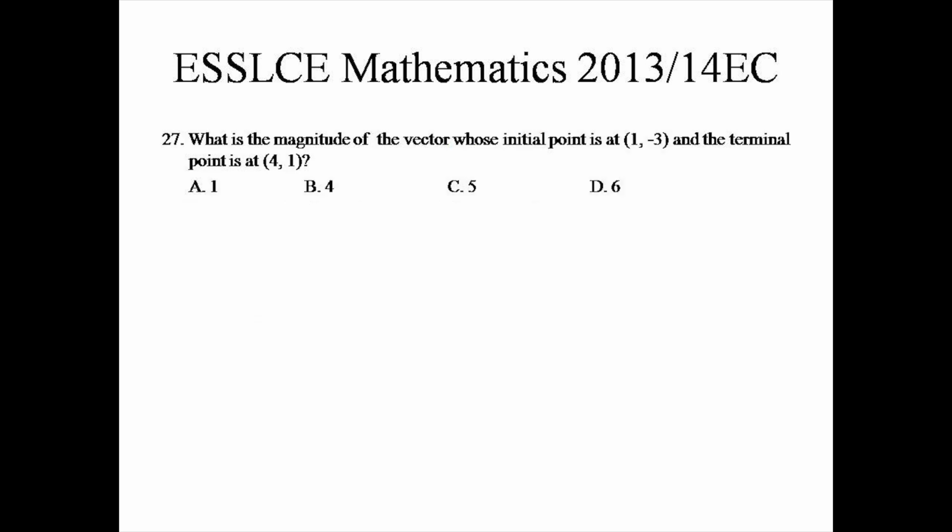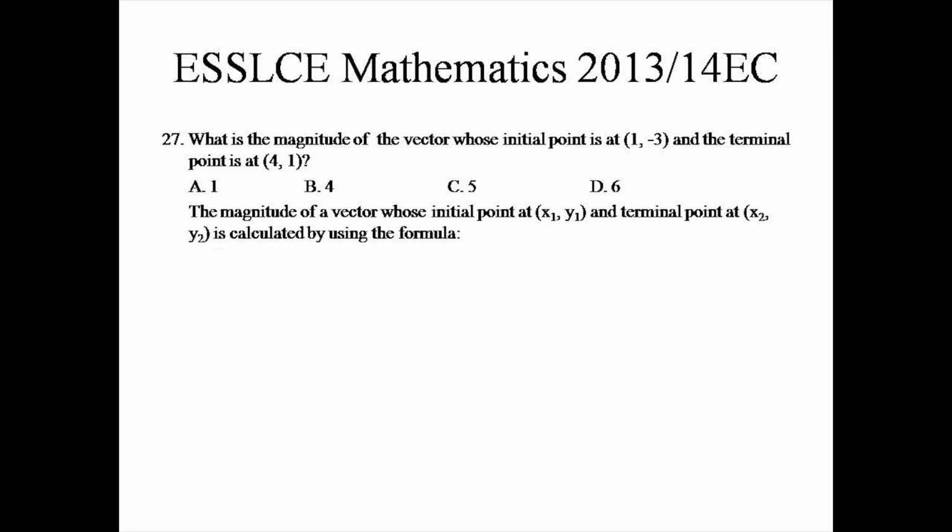Question number 27. What is the magnitude of a vector whose initial point is at 1, negative 3 and its terminal point is at 4, 1? The magnitude of a vector whose initial point is at x sub 1, y sub 1 and the terminal point is at x sub 2, y sub 2 is calculated by using the formula: the magnitude of vector v is equal to the square root of x sub 2 minus x sub 1 the whole square plus y sub 2 minus y sub 1 the whole square.